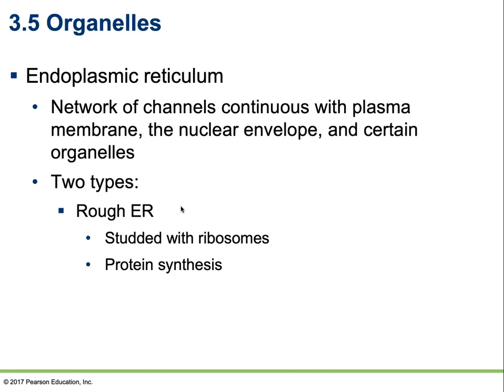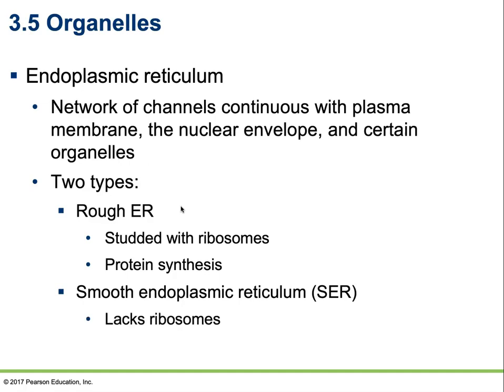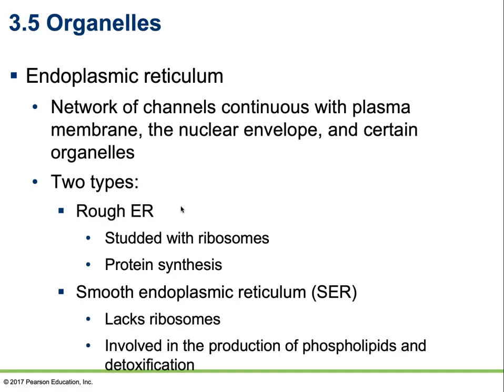The other type of endoplasmic reticulum is what's known as smooth endoplasmic reticulum. It's called smooth ER because it does not have those ribosomes. This is going to actually be involved in the production of phospholipids and in detoxification. Smooth ER is incredibly important. It's used for synthesizing lipids.